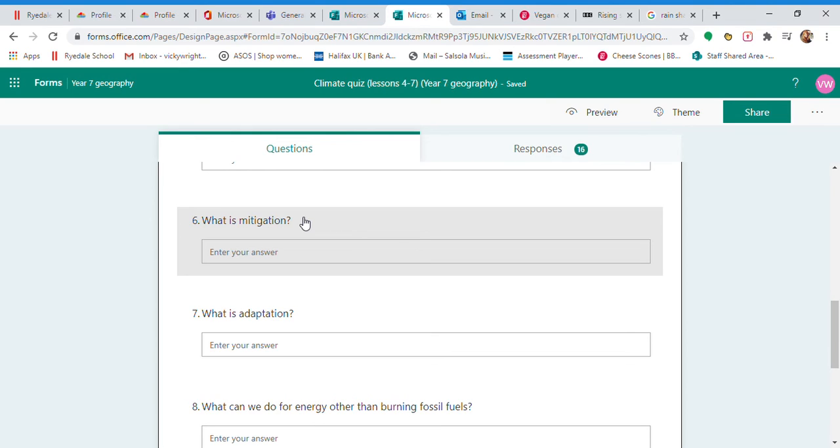Okay, afforestation is another one, which is the opposite of deforestation. Afforestation is planting trees. So if you plant trees, they'll breathe in and absorb the CO2. So it's taking that carbon out of the atmosphere. So mitigation is trying to reduce the amount of greenhouse gases that are in our atmosphere.